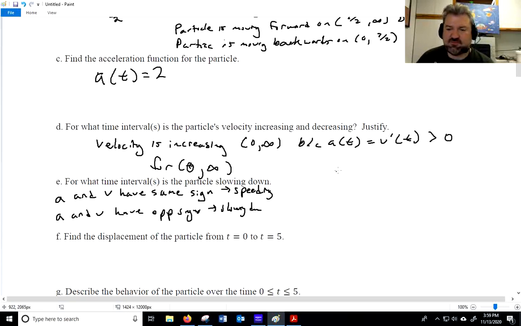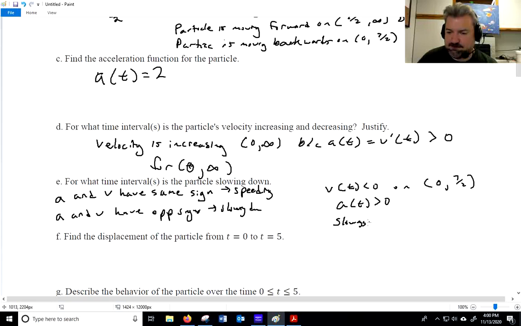So it asks, when are we slowing down? Well, we know that the acceleration is always positive. But if you recall, we found that velocity of t is less than 0 on 0 to 7 over 2. And since acceleration is always positive, that's when they're working against each other, right? So we're going to say we are slowing down on 0 to 7 over 2.